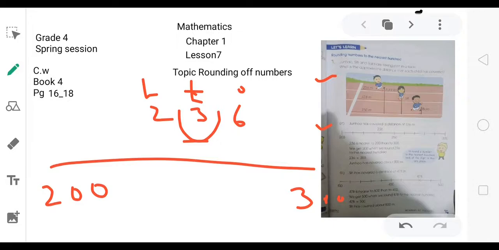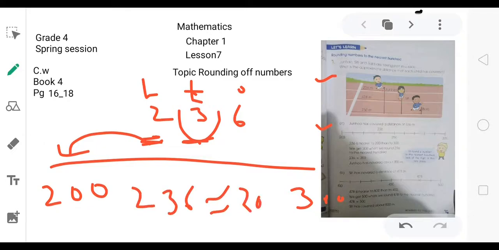This is the weak number. This is smaller than 5. So what happens? It doesn't have any power to push this 100 to the next 100. So 200 will remain the same, and it comes over here. So once you round off 236, it becomes 200. Is it clear?